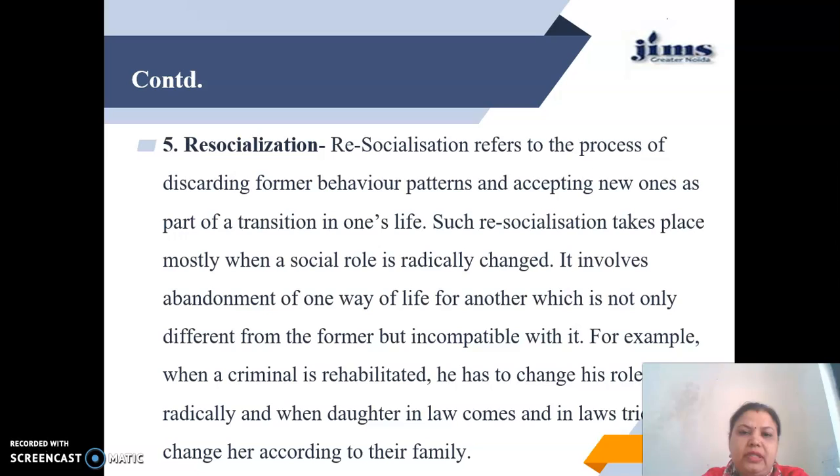Next is resocialization. Resocialization refers to the process of discarding former behavior patterns and accepting new ones as a part of a transition in one's life. Such resocialization takes place mostly when a social role is radically changed. It involves abandonment of one way of life for another, which is not only different from the former but incompatible with it. For example, when a criminal is rehabilitated, he has to change his role radically, and when a daughter-in-law comes and in-laws try to change her according to their family.